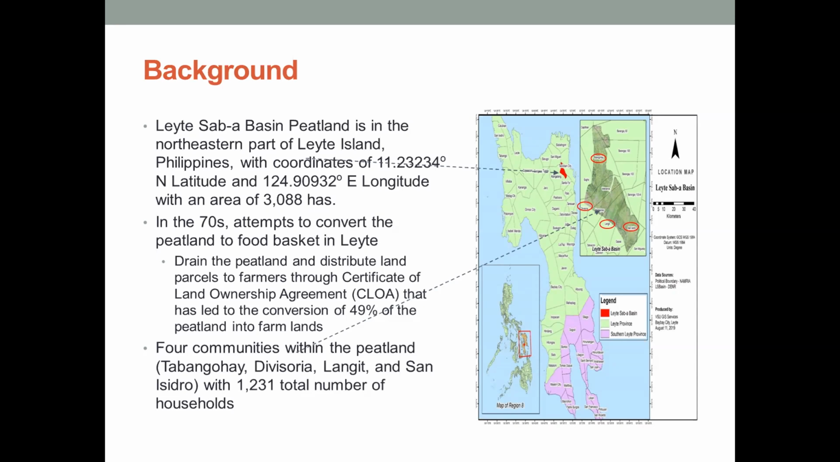The study is focused on the part of the peatland that includes four communities. One of these communities is part of the municipality of Santa Fe, and three communities are part of the municipality of Alang-Alang. You can see it in the map.